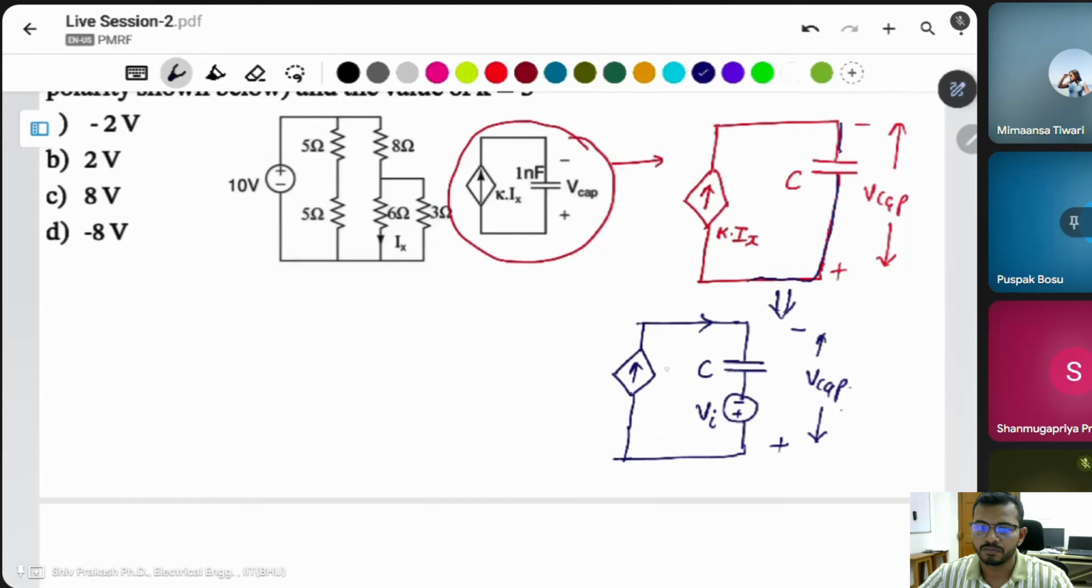Then you have to apply KVL. This is the same as V capacitor given here. This is minus, and also because of this parallel connection, this is also V capacitor. From here to here, this is negative, sorry, this is positive. In the question it is given negative. Then take negative here, take positive here.